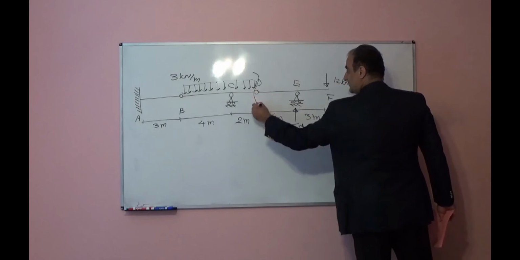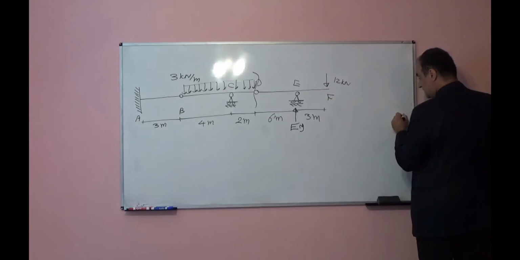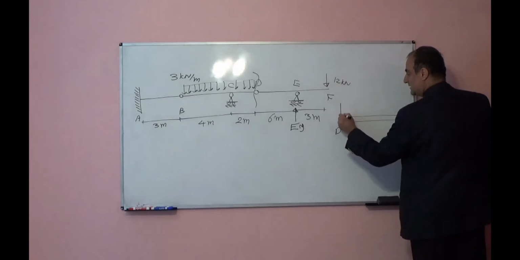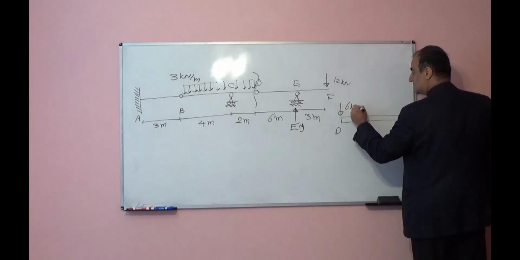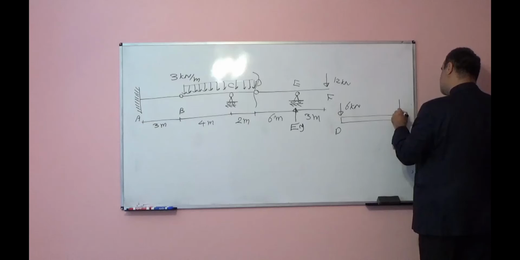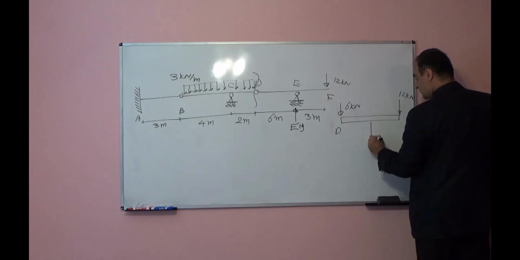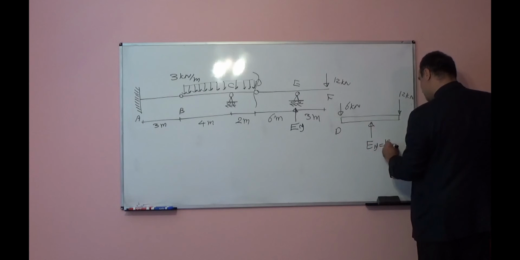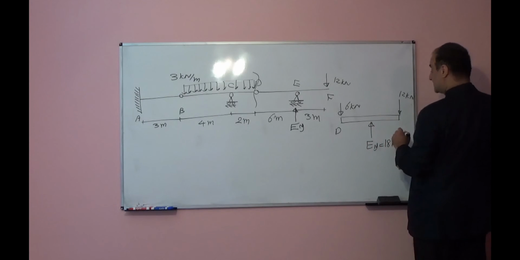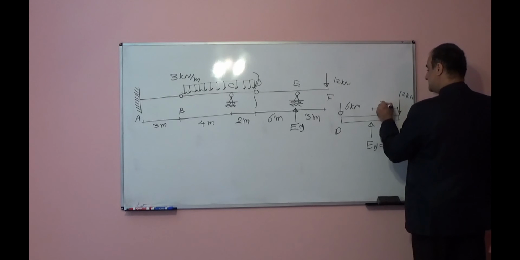I'm cutting from here for this part. Look at the free body diagram. This is point D. Here I have 6 kilonewton downward. Here I have 12 kilonewton downward. Here at point E, I have Ey 18 kilonewton upward. And this is 3 meter.